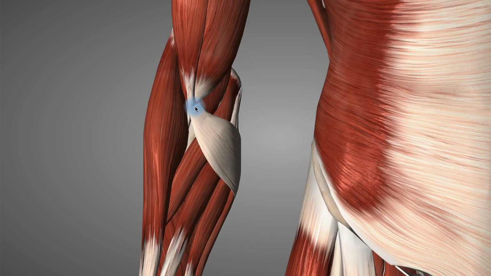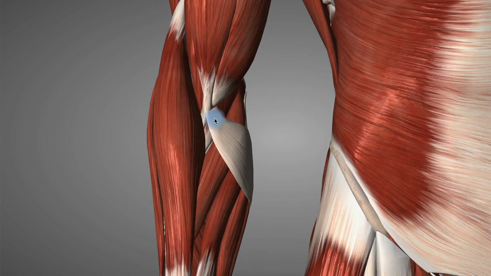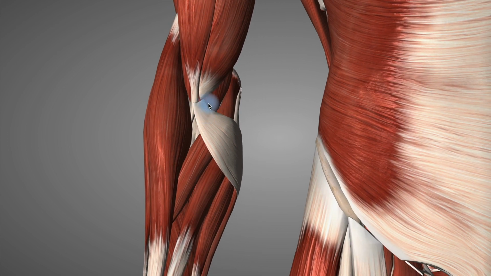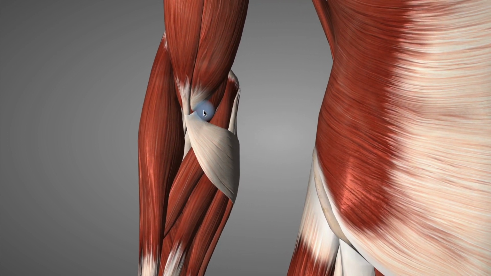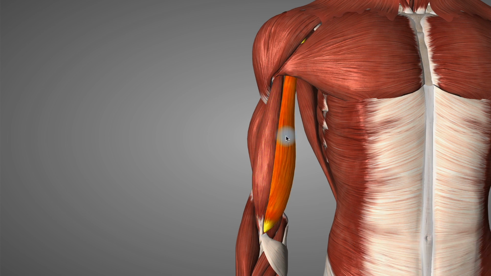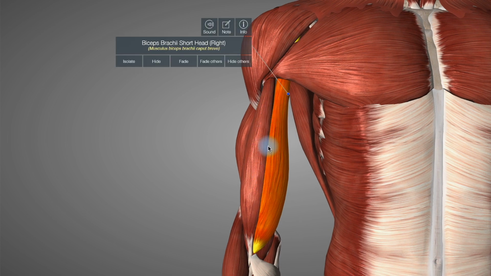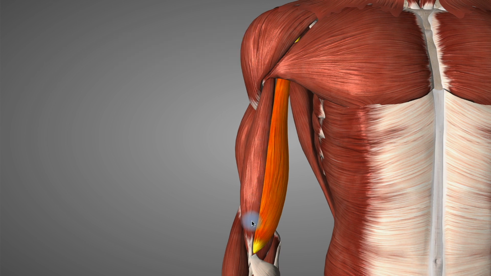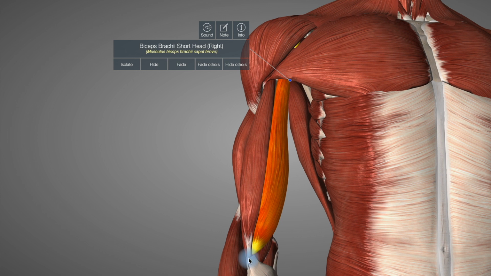Now let's talk about the borders and different limits of this cubital fossa. This is our bicipital muscle. This is the lateral head, and this is the medial head of it, and they merge to form one tendon which attaches to the radial tuberosity.